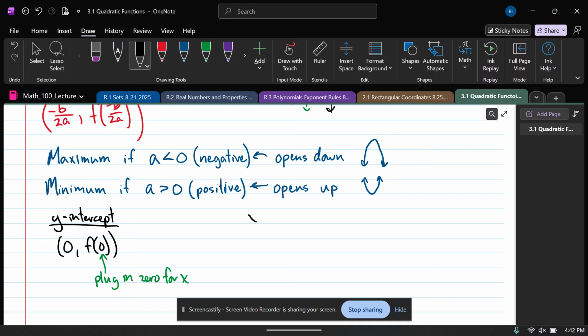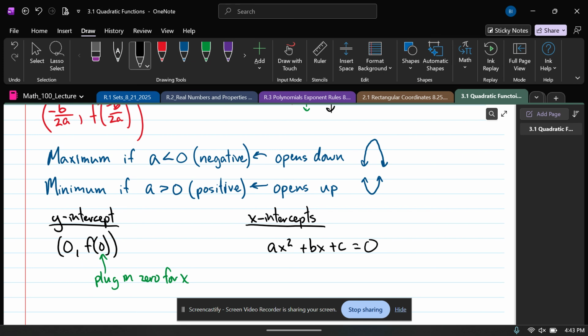To find the x-intercepts, or intercept, sometimes it's two, sometimes it's 1, sometimes it's none. You're going to take ax squared plus bx plus c and set it equal to 0. So you're going to take the equation and set it equal to 0, which is exactly what we did in lab tonight.